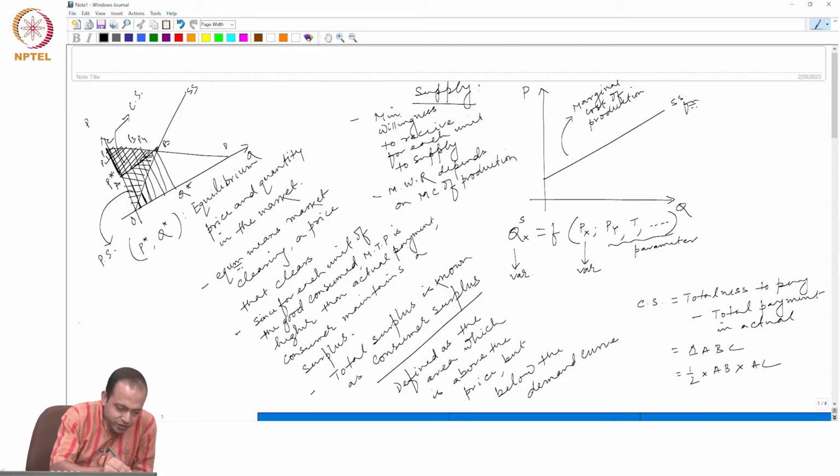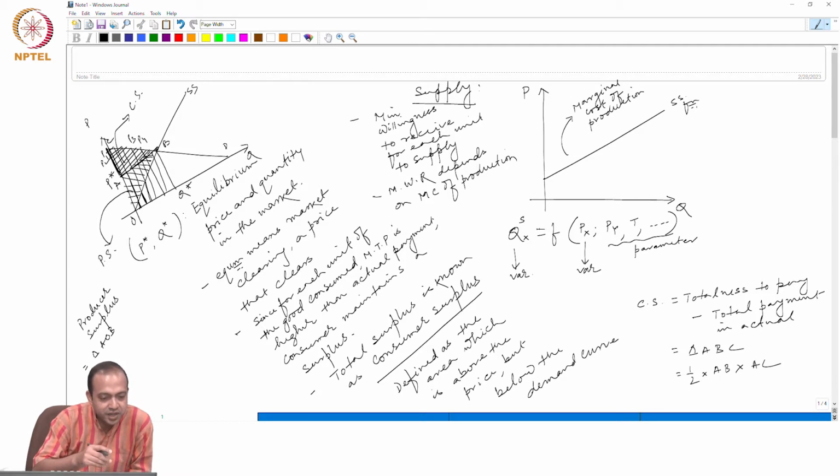Okay, so producer surplus equals the triangle AOB. And how do you measure this? Total payment received minus minimum willingness to receive. Total payment received is this area, A, O, Q star and B. This is the total payment.